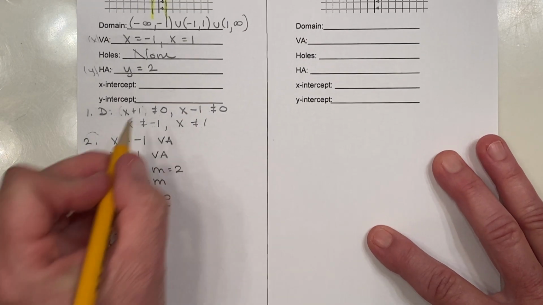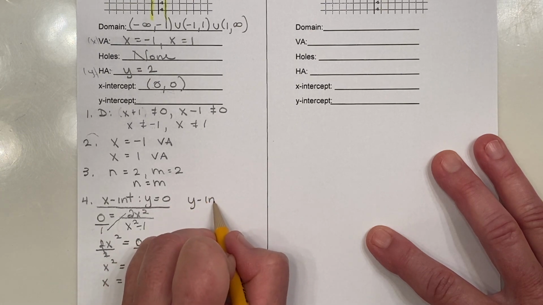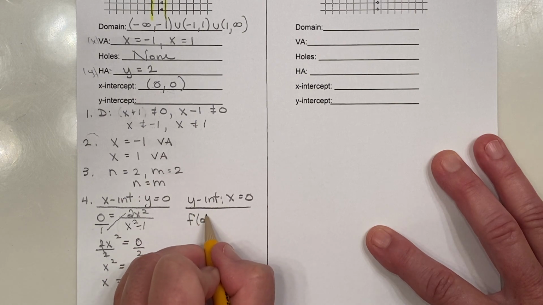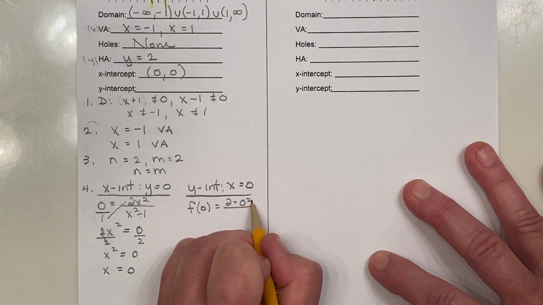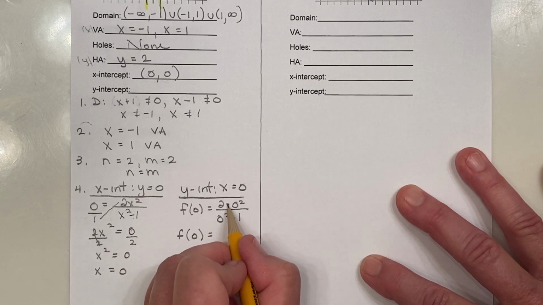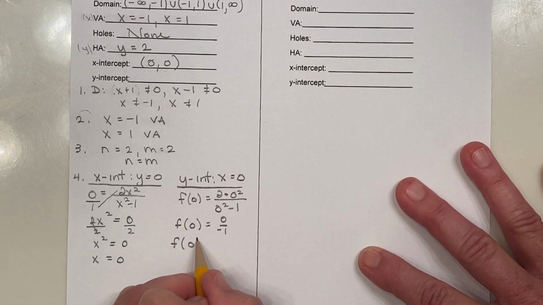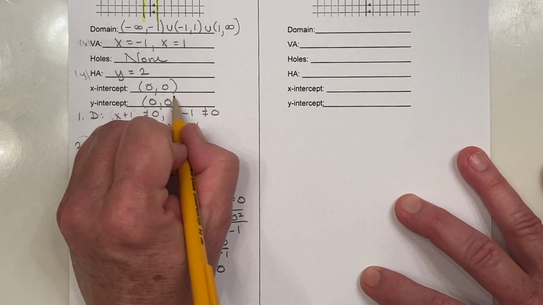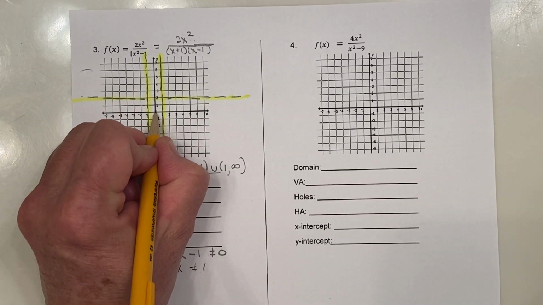So x is 0, y is 0. That's our x-intercept. It's also going to be our y-intercept. So y-intercept means x is 0. Two times 0 squared over 0 squared minus 1. Well, I can see that the numerator is going to be 0, so who cares what the denominator is going to be? Because that result is always 0. So 0, 0 is also our y-intercept. So it looks like the only point I have here is right here at the origin.